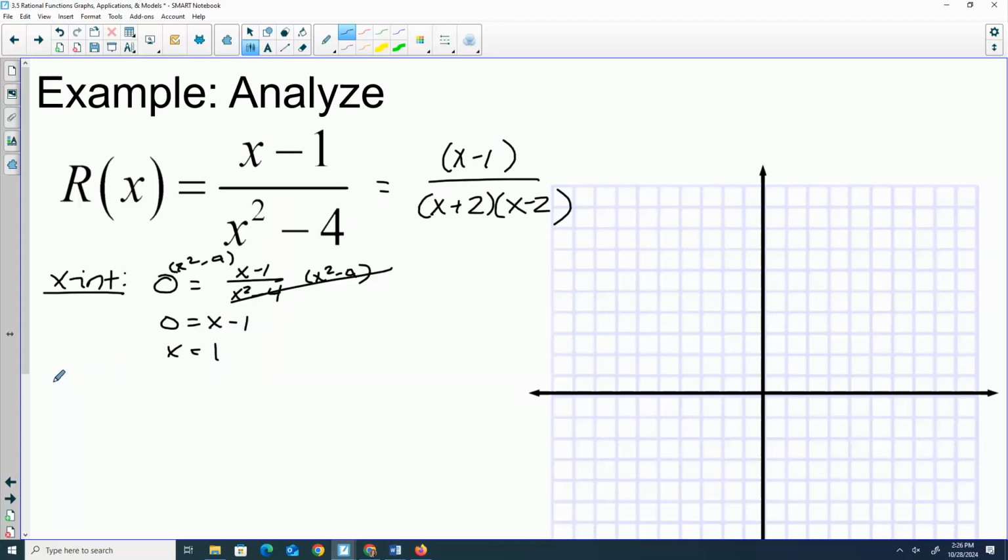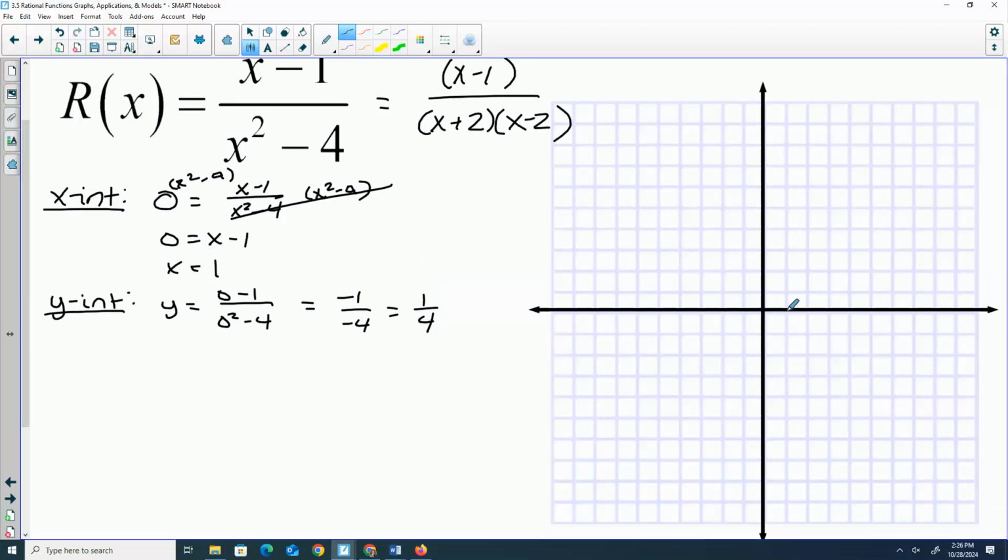Our y-intercept, what is that? It's when x is 0. So again, it doesn't matter if you do it in the original or the factored one. I get -1 over -4, which is 1/4. Okay, I can plot those on my graph as I go. I hit my x-axis at 1, my y-axis at 1/4.